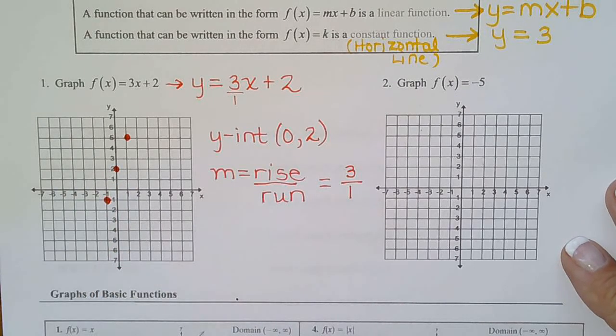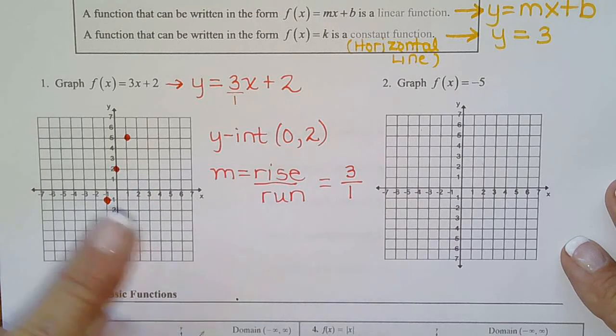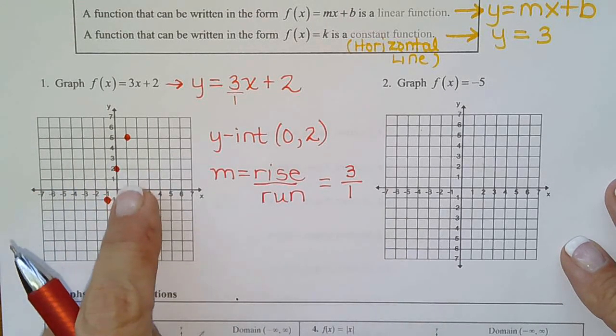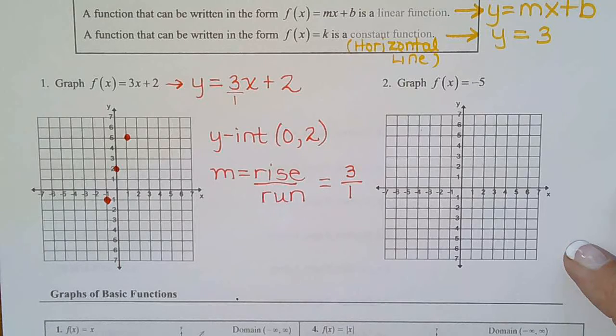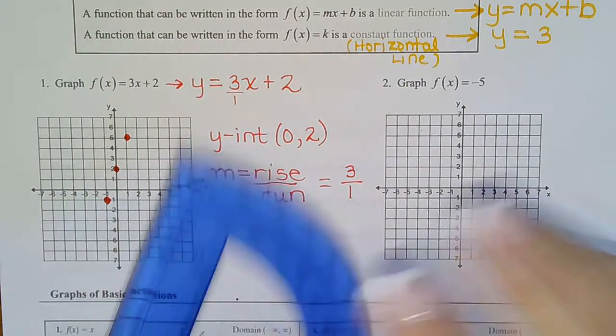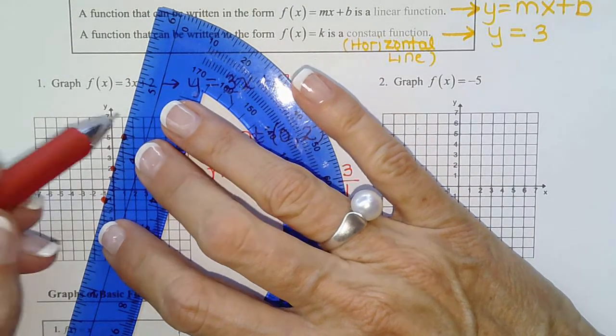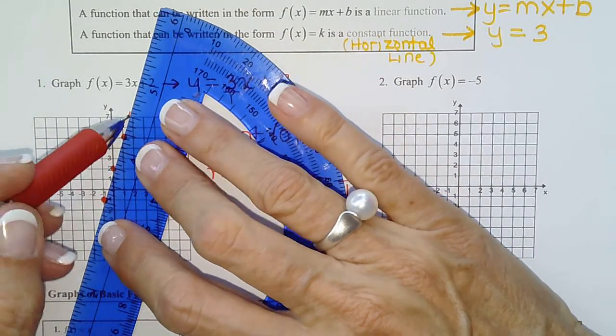And I've had students go, well, when they graph it, we run out of graph. Well, then you do the opposite. So rise 3, run 1. According to this, the opposite would be go down 3, go back 1. Then we use our straight edge to connect the line. And remember, don't forget the arrows on both ends. Lines go on indefinitely in both directions.